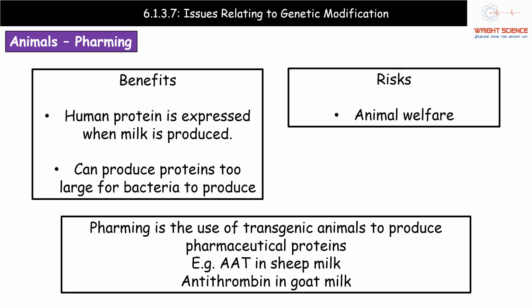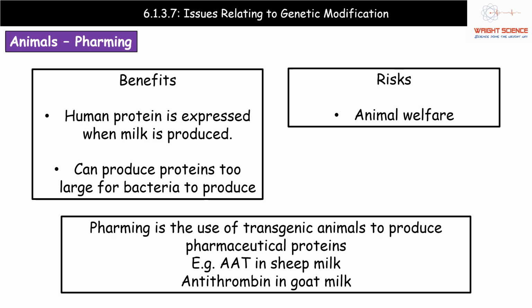The second use of animals that are genetically modified is in a process called pharming, with a PH. Now, pharming is where we're going to use these transgenic animals to produce pharmaceutical proteins. So basically, we're going to genetically modify an animal so that they then produce a specific protein for us for some kind of treatment in their milk. And I've given you two examples there. So we've got AAT in sheep milk and antithrombin in goat milk. Both of those are used in different medical treatments.